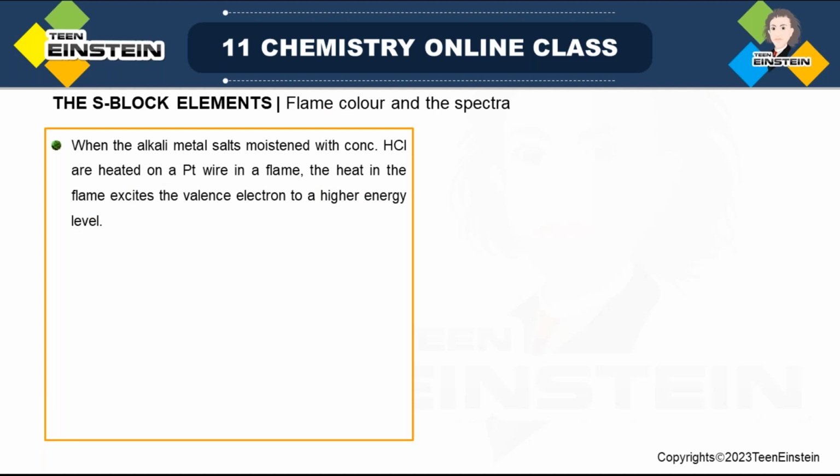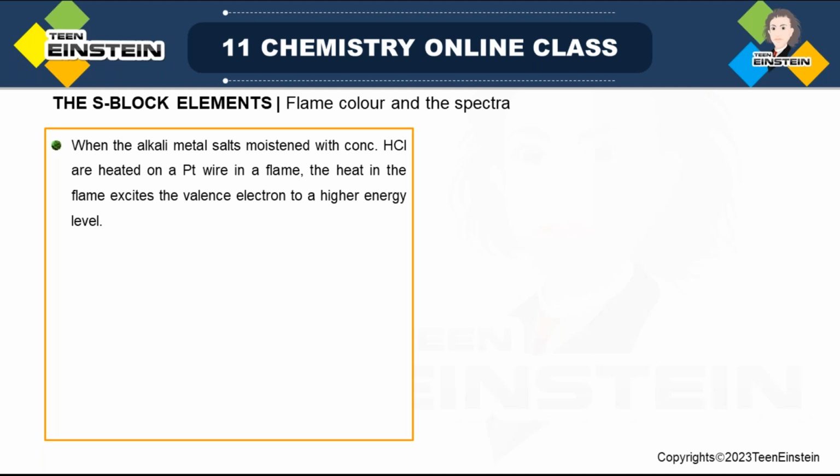Next property. This is a very unique property for alkali metals that you will not find for other elements. You can find it a little bit for group 2 also. When we discuss group 2, the alkaline earth metals, then also we'll see the same property, but it is mostly restricted to these two groups. You will not find this type of characteristic property in any other elements.